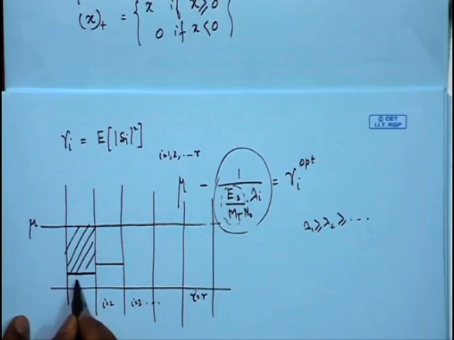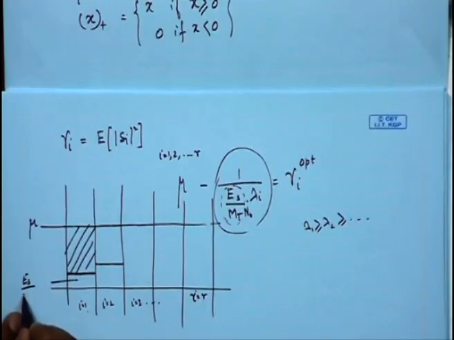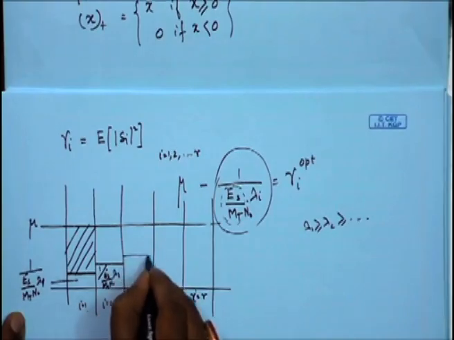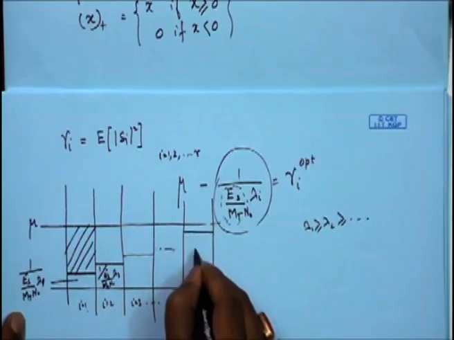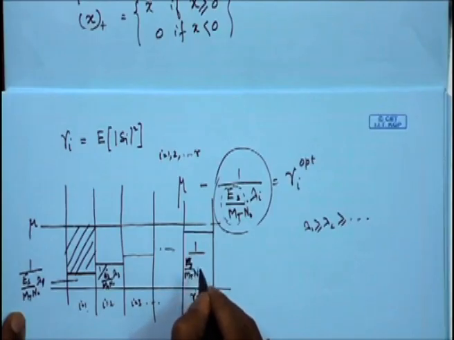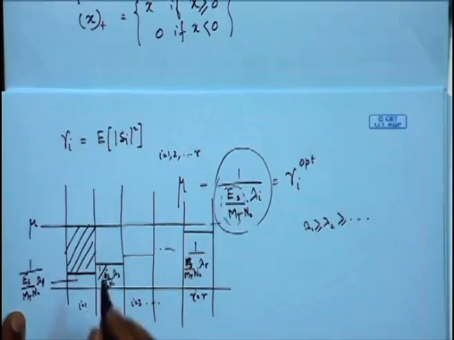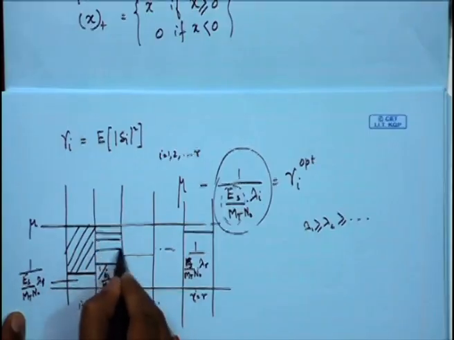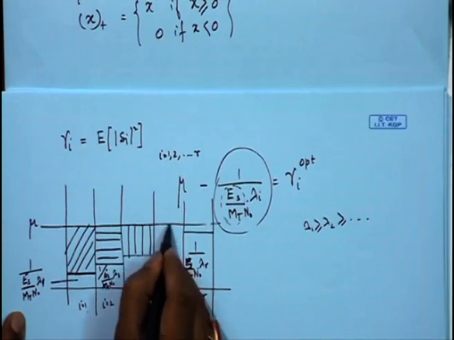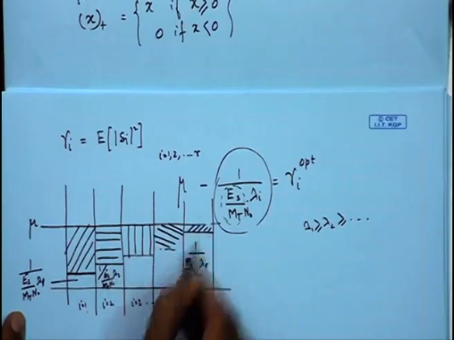So, basically this is the part which is 1 upon Es upon mt N naught times lambda 1. This is 1 upon Es by mt N naught times lambda 2, and so on, up to lambda r. So, this is 1 upon Es upon mt N naught times lambda r. What we have effectively is the remaining portion, that means mu taken away this value is the amount of power that could be associated with the ith mode of transmission.